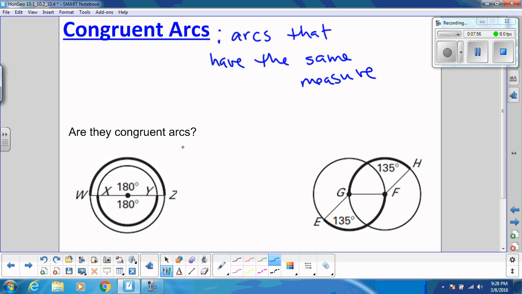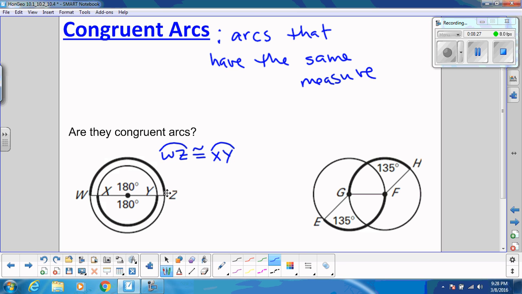So let's look at these diagrams and see if they have congruent arcs. Okay, so this arc is a semicircle. This arc is a semicircle. So we would say arc WZ, and when we name an arc, we just put an arc symbol above those two letters. And we would say that's congruent to arc XY. Okay, so those are congruent.